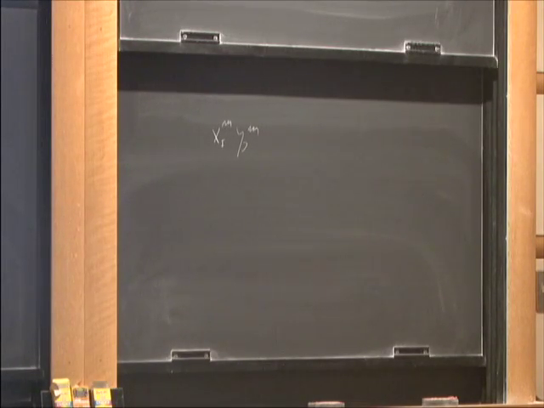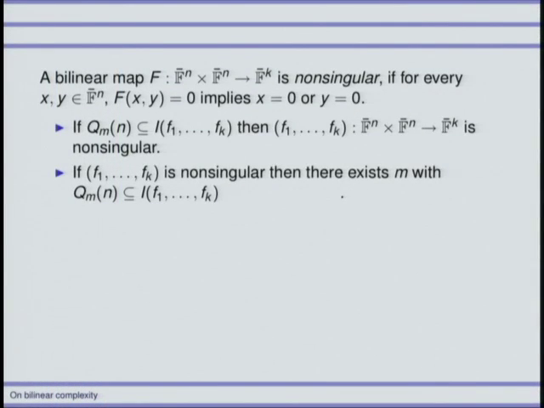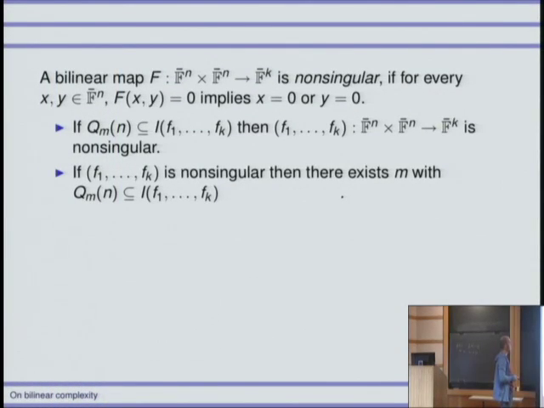That's one observation. The second observation is that if you have such a non-singular map, then there must exist an M such that Qmn is contained in the ideal generated by F1 through Fk, which is an application of the Nullstellensatz. Again, if all F1 through Fk vanish, that means that all xi times yj must also vanish by the definition of the non-singular map, which means that by the Nullstellensatz there must exist some power of xi yj which lies in the ideal generated by F1 through Fk.